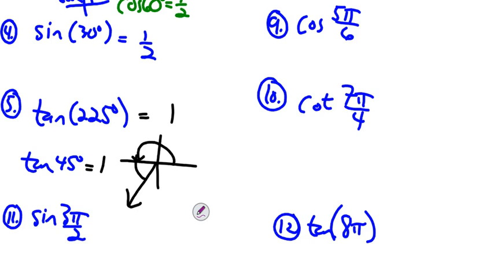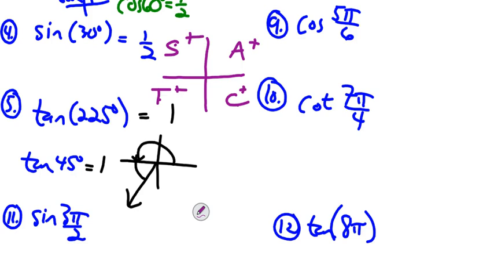And we know in quadrant 3 that the tangent is positive. All Students Take Calculus, that's who's positive in which quadrant. Okay? So it's 1. The tangent of 225 is 1.